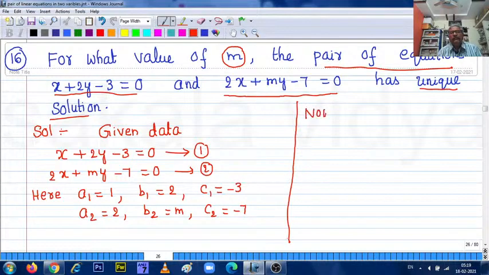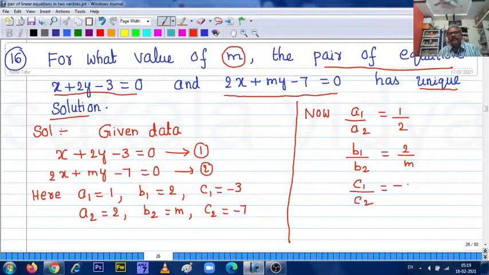Now find a1 by a2. a1 by a2 equals to 1 upon 2. Find b1 by b2: 2 upon m. c1 by c2: minus 3 upon minus 7. Minus minus cancel, 3 upon 7.